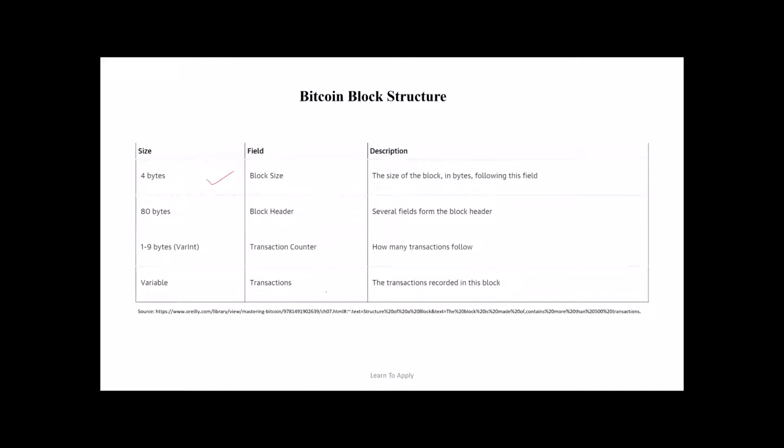Then we have the block header. This contains the metadata of the block. So this has the data about the block: what is inside the block, what information it has about the transactions that are inside the block, and about the consensus proof of work. All those pieces of information are placed in the block header. We will see that in the next slide.